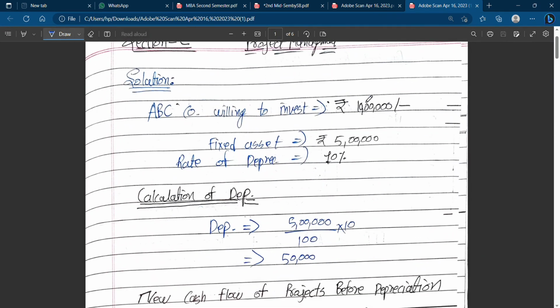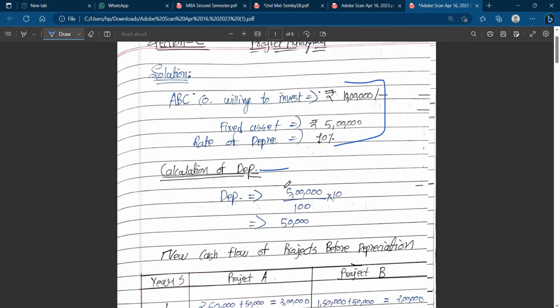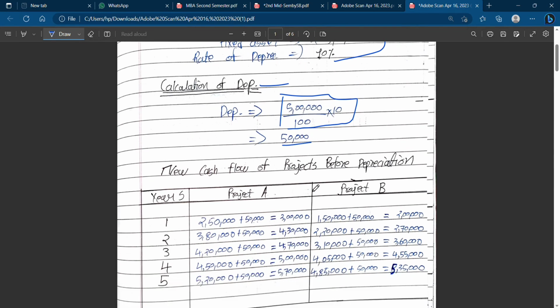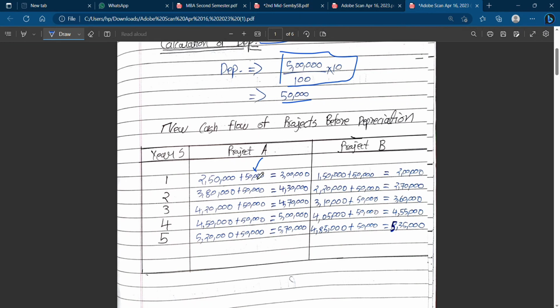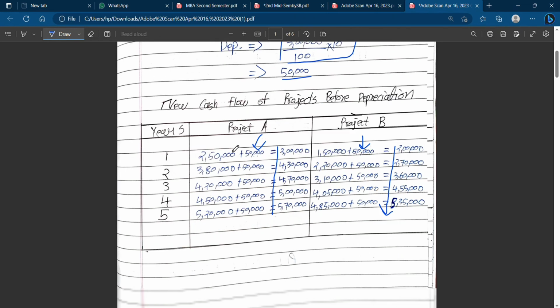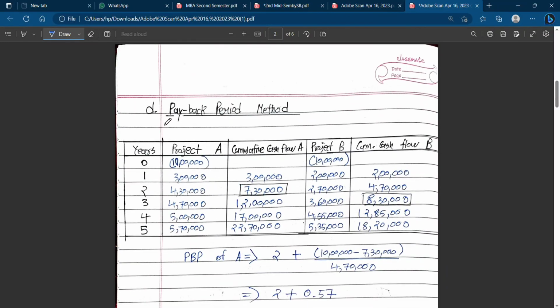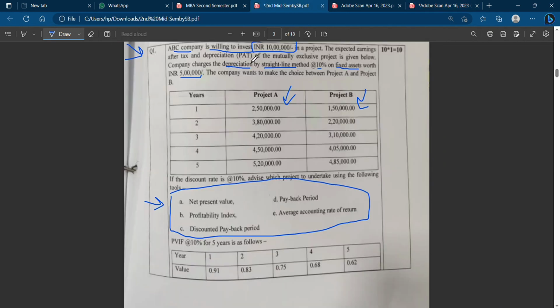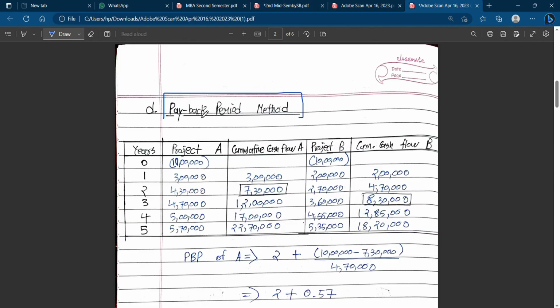So firstly I have written the given things. Then I have calculated the depreciation on the fixed asset of 5 lakh, which comes to 50,000. We will add this 50,000 to all years in project A and all years in project B. We will then get these cash inflows for project A and these cash inflows for project B. Now I am solving the payback period method first. I am not following the same sequence as given in the question; I have solved according to what seemed easy to me.